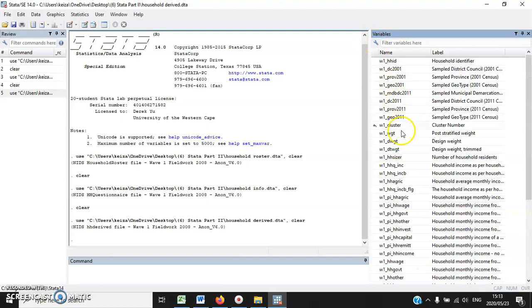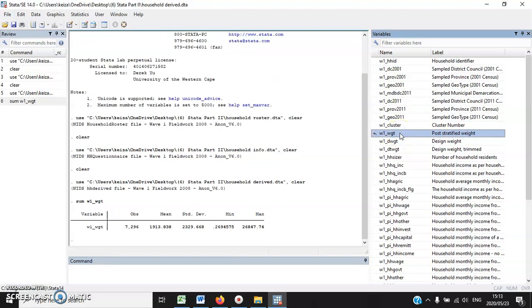And then some geographical variables. Okay, this is the weight variable we are going to use, WGT. And the interesting thing is that this weight variable can be used both as a person weight and a household weight. Okay.